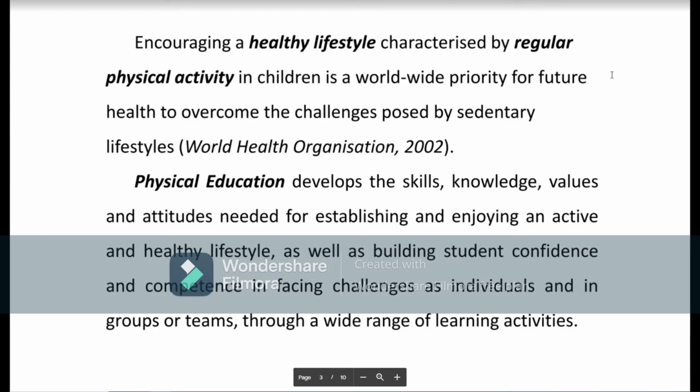Encouraging a healthy lifestyle characterized by regular physical activity in children is a worldwide priority for future health to overcome the challenges posed by sedentary lifestyle. This is a citation of the World Health Organization. Physical education develops the skills, knowledge, values, and attitudes needed for establishing and enjoying an active and healthy lifestyle, as well as building student confidence and competence in facing challenges as individuals and in groups or teams through a wide range of learning activities.